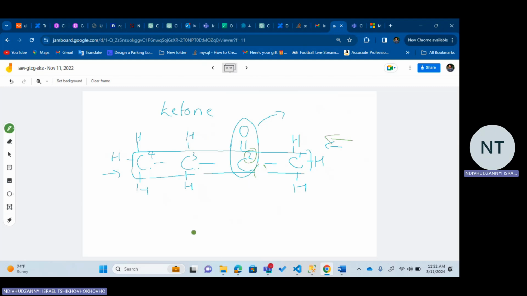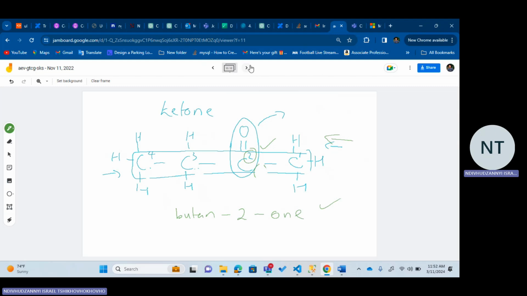Then let's name, right? How many carbons do we have? Now that we don't have any side chain, we just proceed to the prefix. We have 4 carbons, so it's going to be butane. So it's in position what? The double bond is in position 2, so I'll say 2. Then what's the suffix of ketone? It's one.